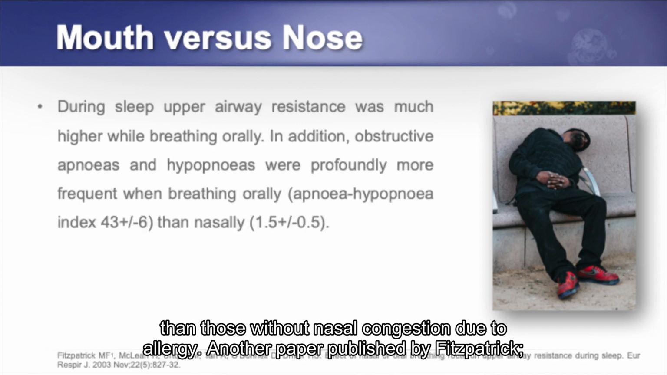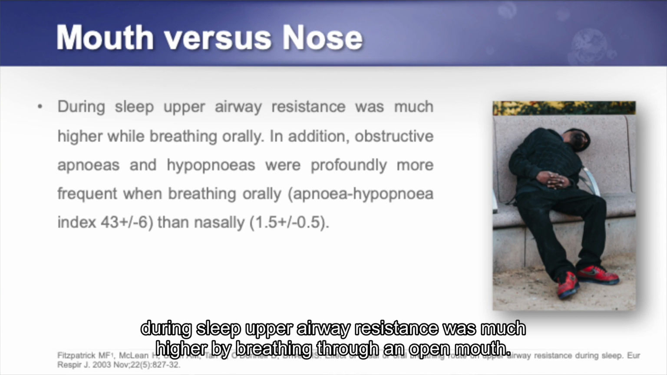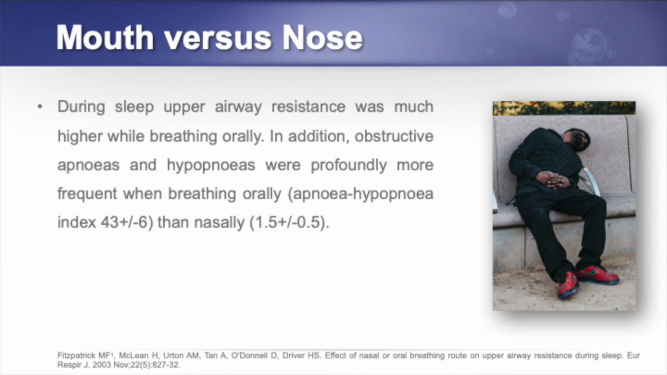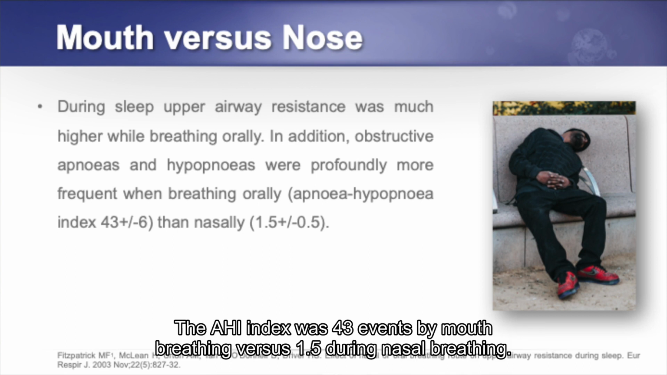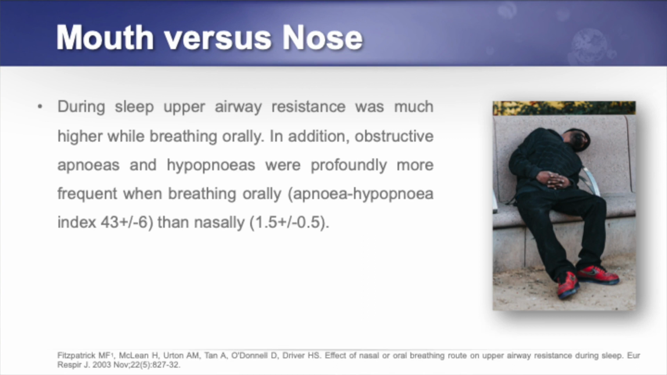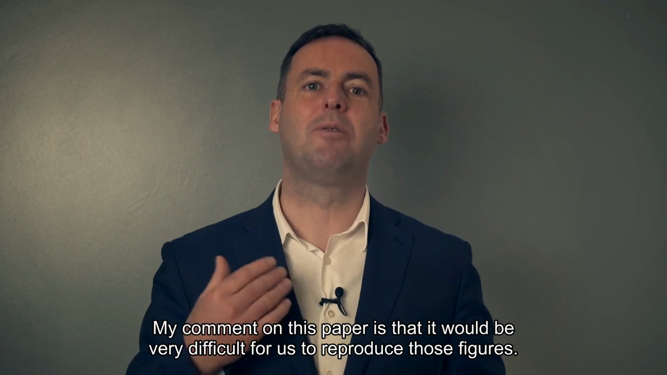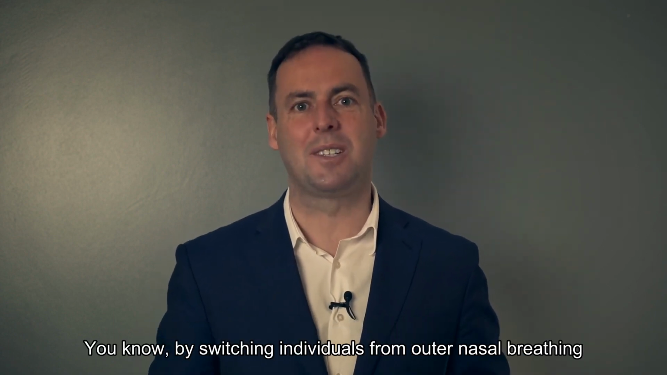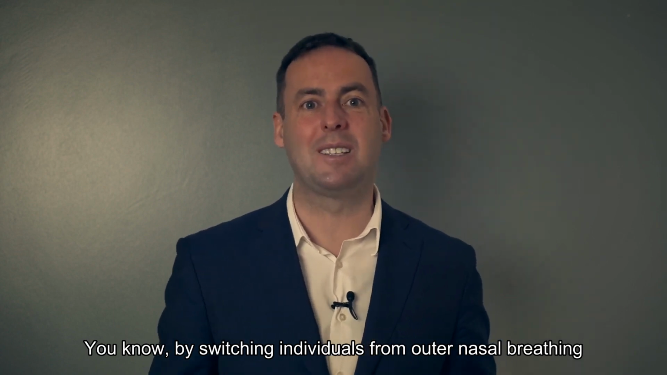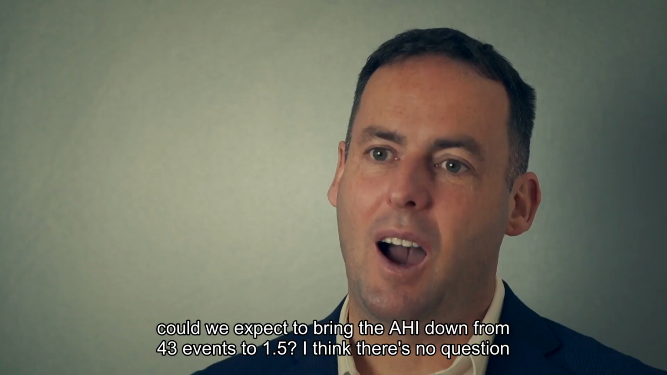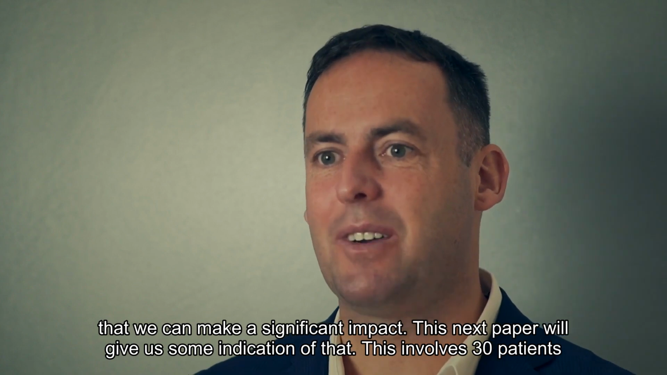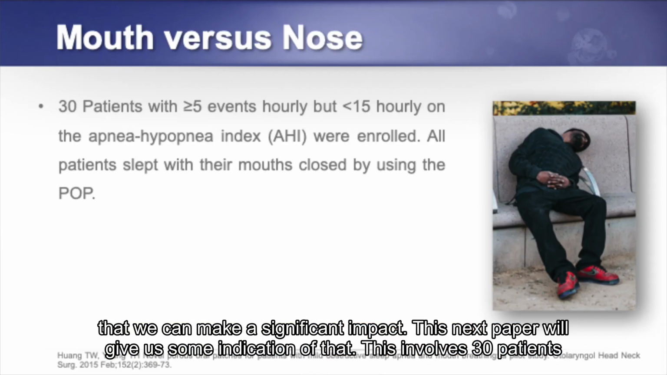Another paper, published by Fitzpatrick: during sleep, upper airway resistance was much higher while breathing through an open mouth. In addition, obstructive apneas and hypopneas were profoundly more frequent while breathing through the mouth. The AHI was 43 events by mouth breathing versus 1.5 during nasal breathing. My comment on this paper is that it would be very difficult for us to reproduce those figures. You know, by switching individuals from mouth to nasal breathing, could we expect to bring the AHI down from 43 events to 1.5? I think there's no question that we can make a significant impact. And this next paper will give us some indication of that.